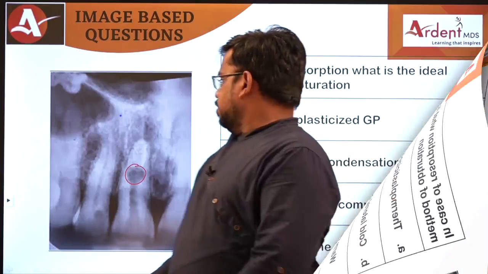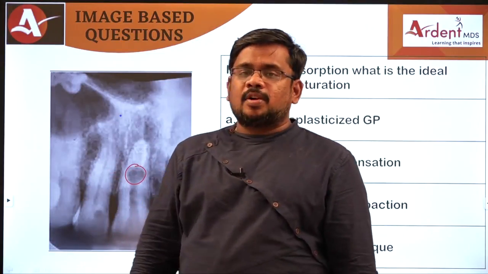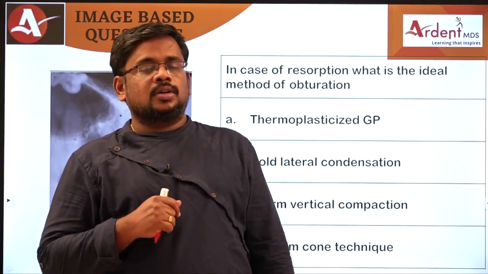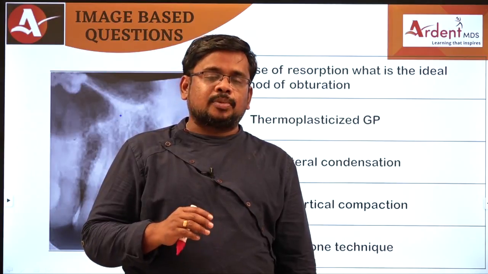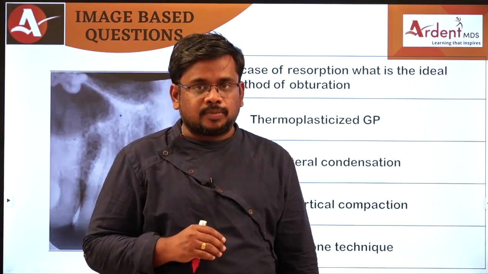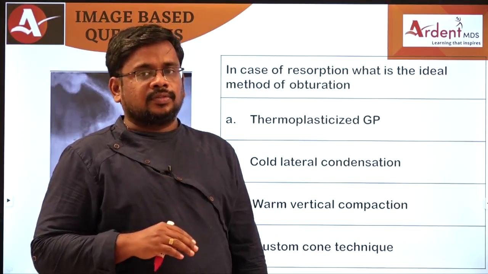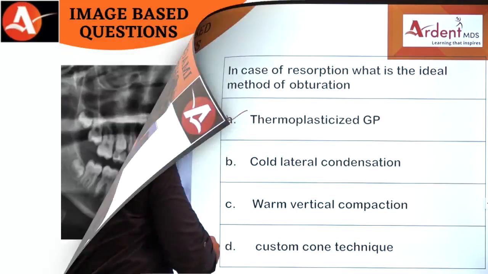So this shows internal resorption, and which type of obturation is the ideal technique for this type of resorption? Many studies show that the thermoplasticized gutta-percha technique is the ideal method of obturation, especially Obtura II, for cases of internal resorption. So we can go for option A.